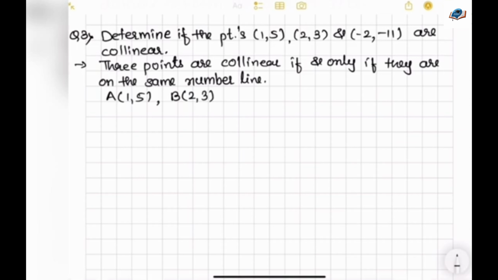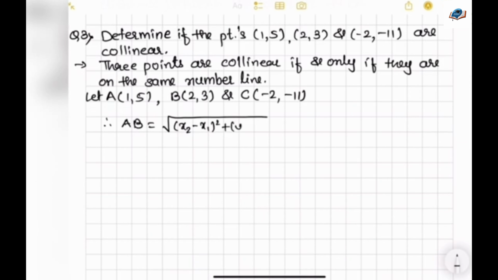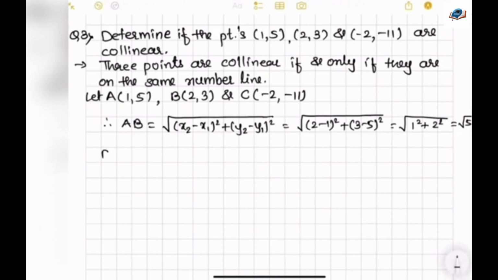So A is (1, 5), B is (2, 3) and C is (minus 2, minus 11). Therefore AB will be equal to root of (x2 minus x1) whole square plus (y2 minus y1) whole square. So that will be equal to (2 minus 1) whole square plus (3 minus 5) whole square. So 1 square plus 2 square. So root 5 I am getting.